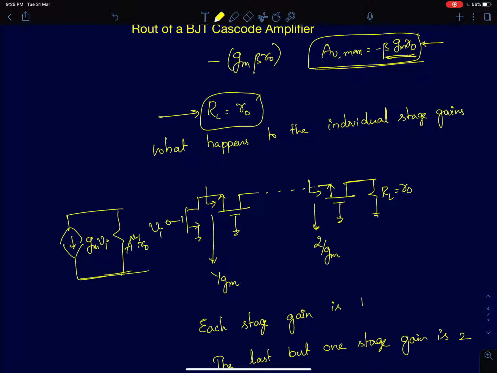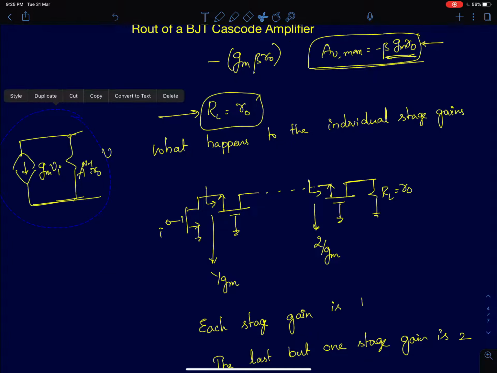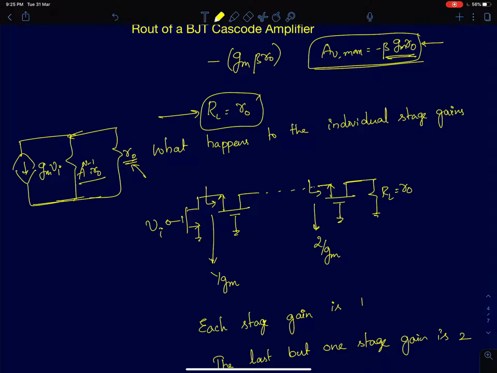If I just connect a load resistance of value R naught here, it is going to be much smaller than a power n minus 1 times R naught. So I can ignore this resistance altogether and the gain will simply reduce to gm R naught, with a minus sign. So if you load the output stage with a resistance equal to R naught, the DC gain is simply going to reduce to the gain of a single stage, which is minus gm R naught.